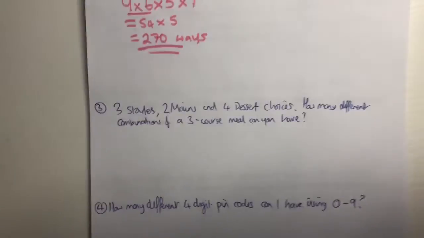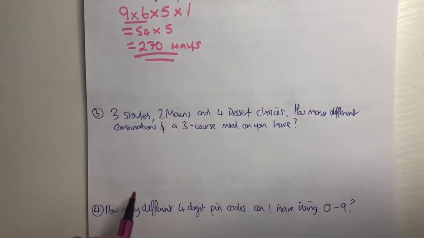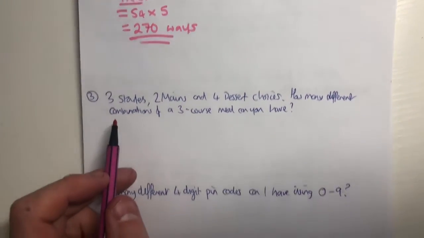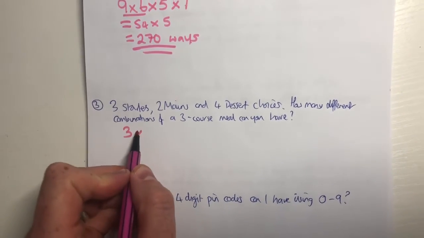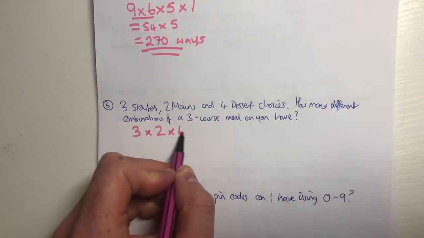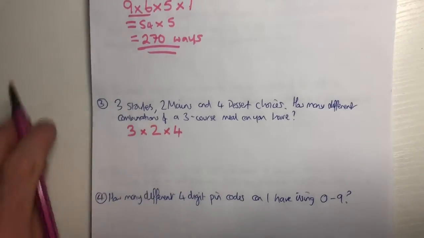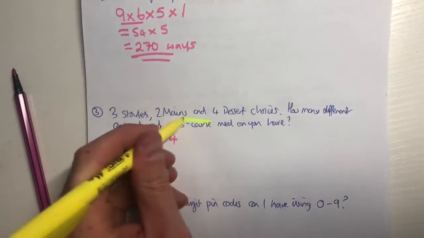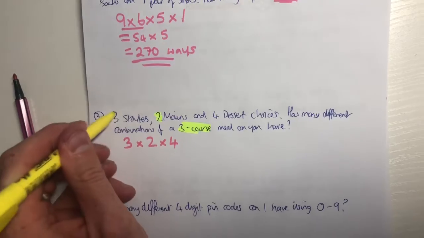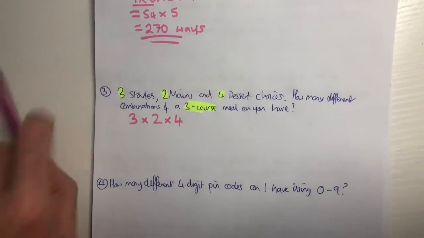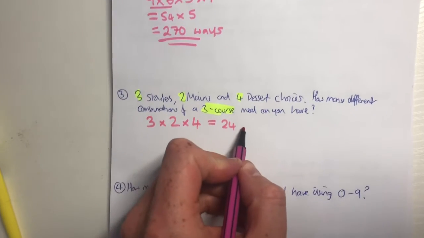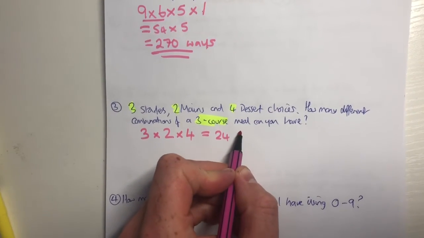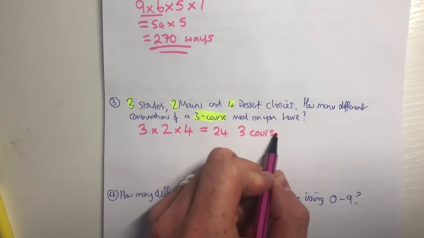Next one. There are 3 starters, 2 mains and 4 dessert choices. How many different combinations of 3-course meals can you have? Well, there's 3 for the first one, 2 for the second one, and 4 for the third one. Just double check it is always about all 3 together. So 3 times 2 times 4: 3 2s are 6, 6 4s are 24. So it's 24 different 3-course meals.